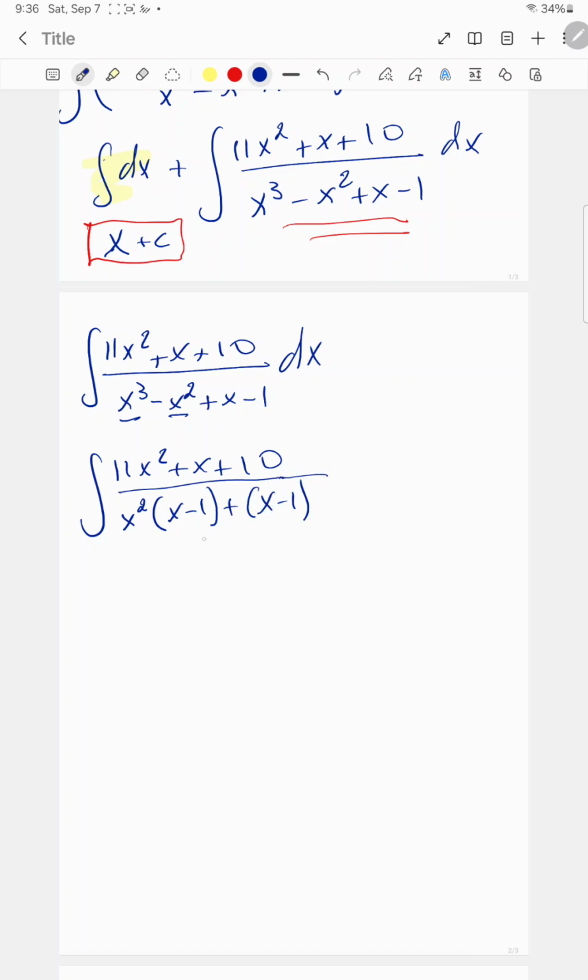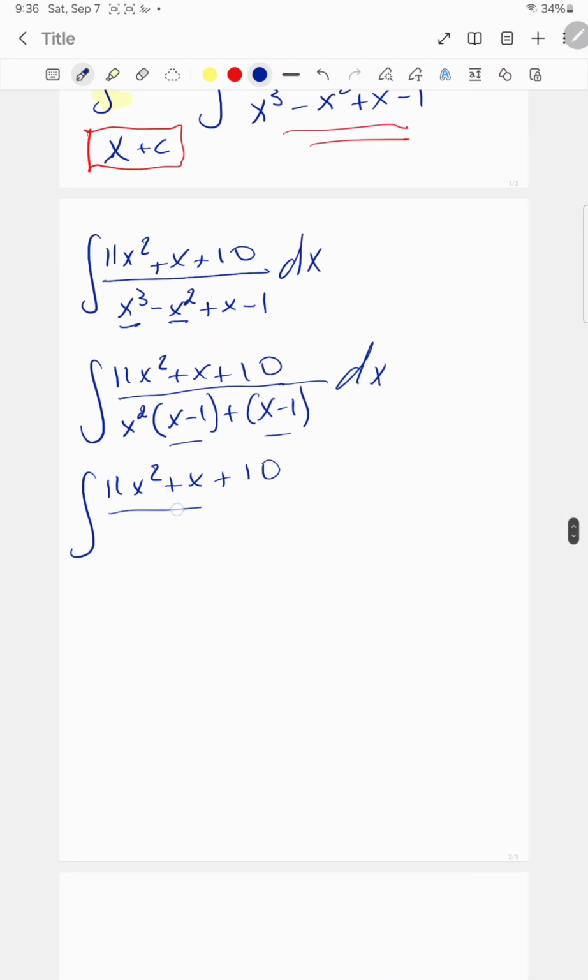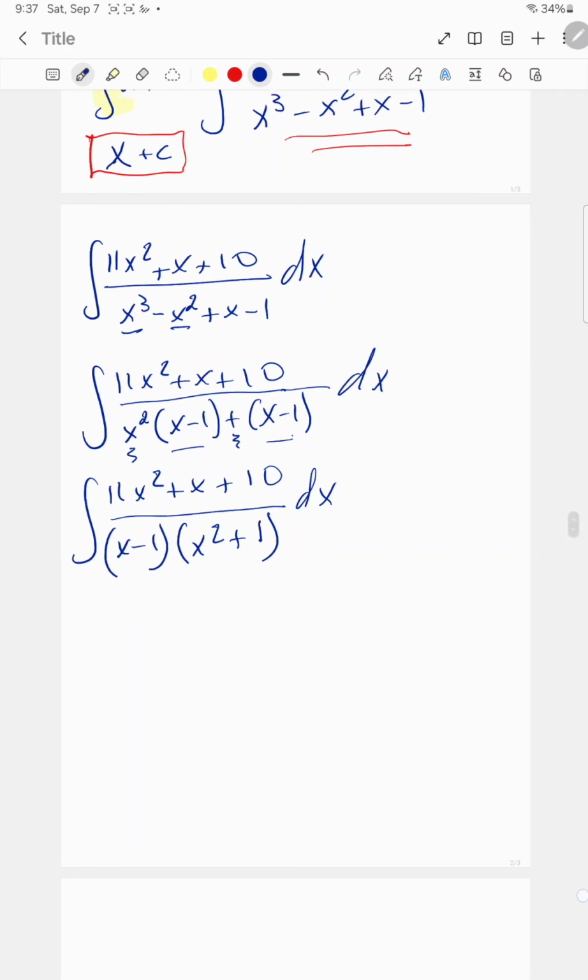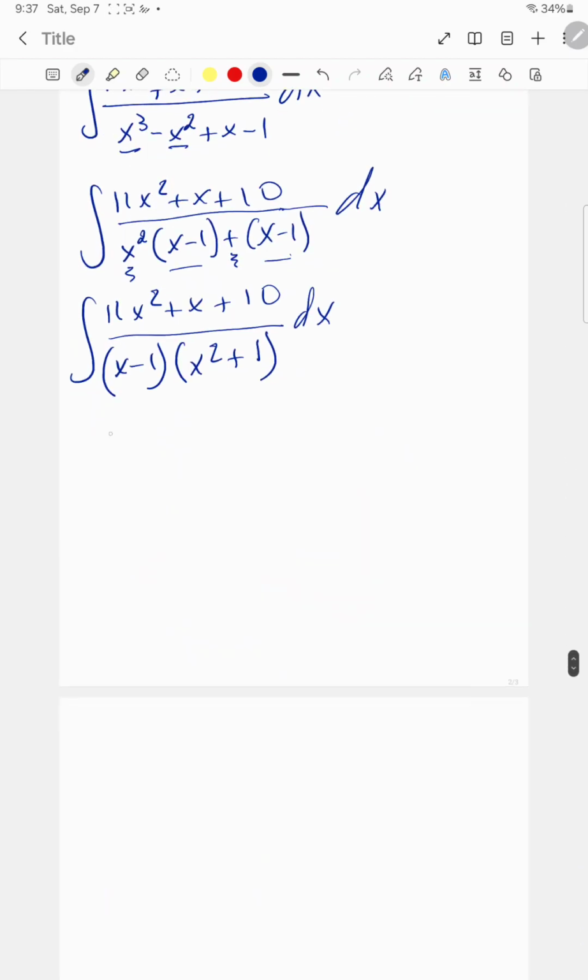That's very good. Now I can factor out x minus 1. So my integral become 11x squared plus x plus 10 divided by x minus 1. Factor it out. Here I will have x squared, and that plus I will put it here, and then I have to multiply x minus 1 by something to have the x minus 1, and that something would become 1. Perfect. Now I have multiplication in my denominator, so I can apply decomposition into partial fraction.